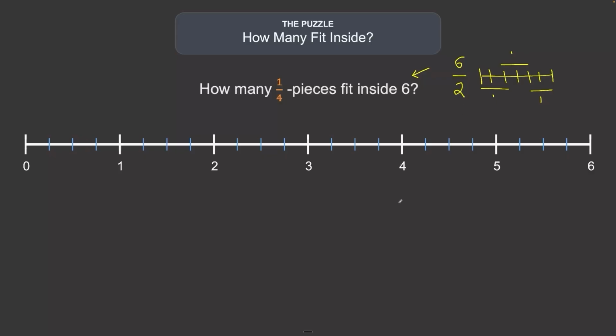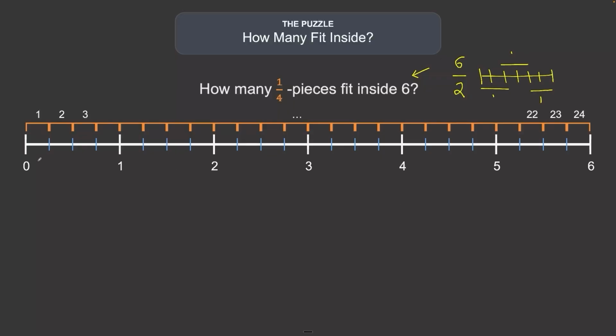So for this, let's see what we can figure out. This has been divided into 6 units and then further divided into 4 units each. As you can see, 1, 2, 3, 4 units each, 24 smaller units divided further within 6. So 6 divided by 1/4 is 24. What did we try to do here? We tried to fit 1/4s within 6. This is 1/4. This is another 1/4. This is another one. And similarly, we were able to fit 24 such within 6.